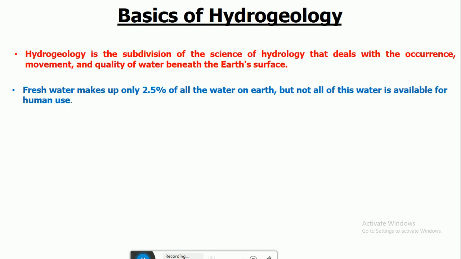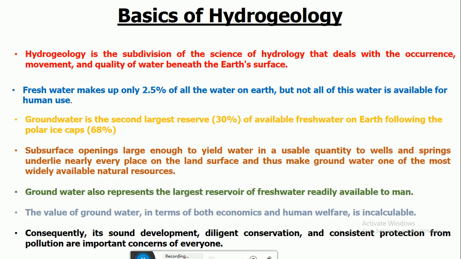Fresh water makes up only 2.5% of all water on earth, but not all of this water is available for human use. Groundwater is the second largest reserve, up to 30% of available fresh water on earth following the polar ice caps, which hold 68%. Subsurface openings large enough to yield water in usable quantity to wells and springs underlie nearly every place on the land surface and thus make groundwater one of the most widely available natural resources.